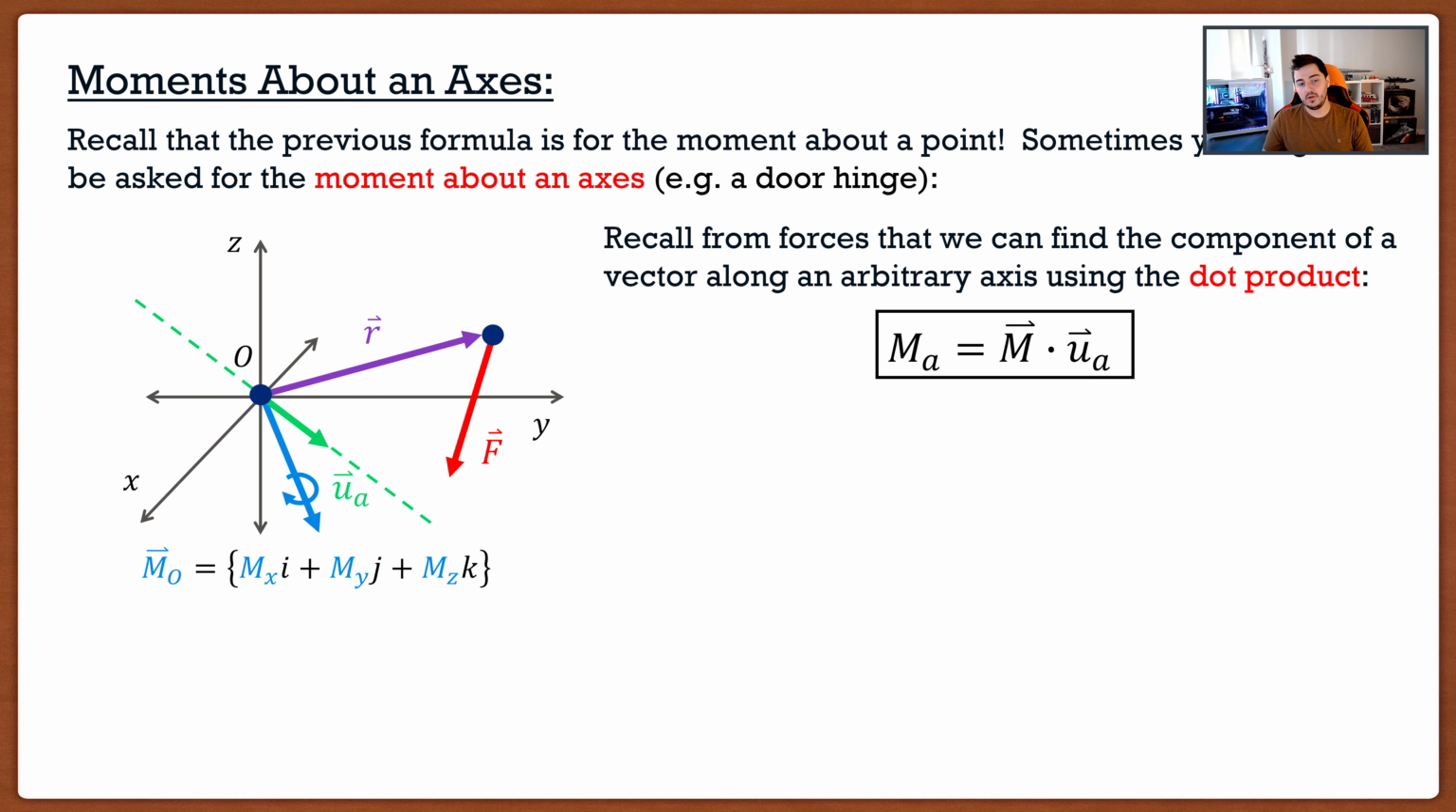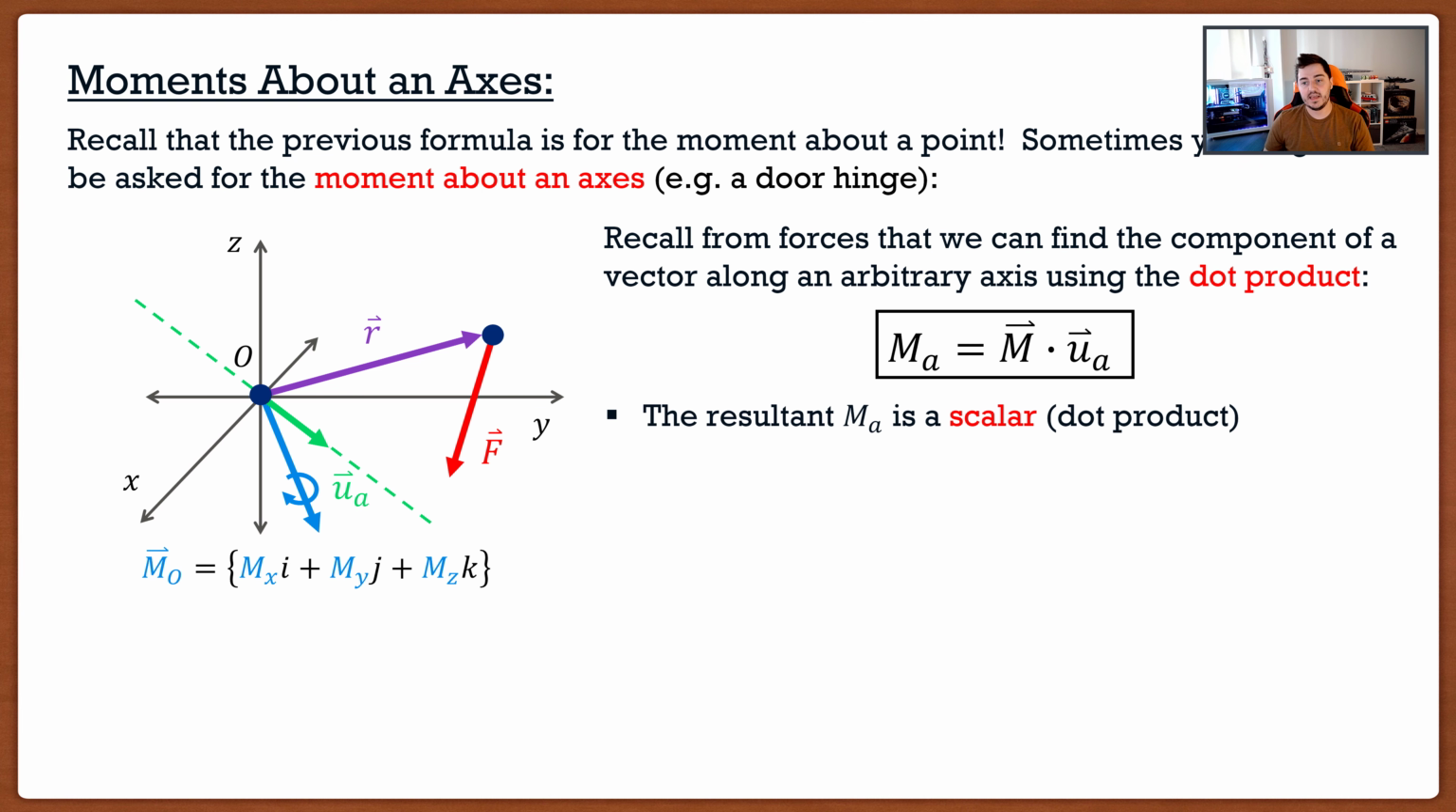If we have the moment vector about point O, we have to make sure that point O is on the axis we want. Let's say that they give us the axis to the side and our point O is over here. Well, we actually can't project it anymore. We have to make sure that the point we took the moment about is on the axis that we're interested in.